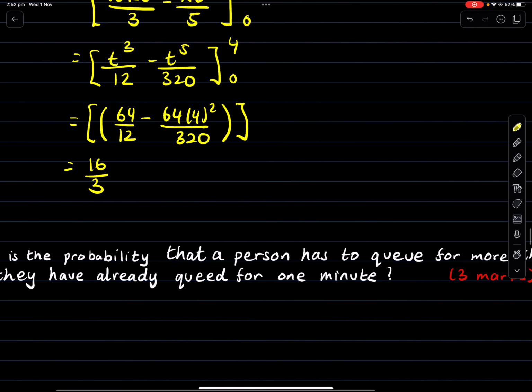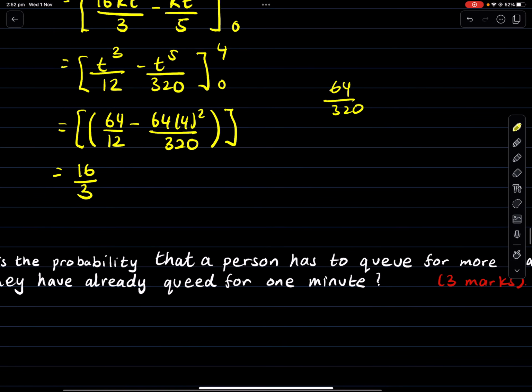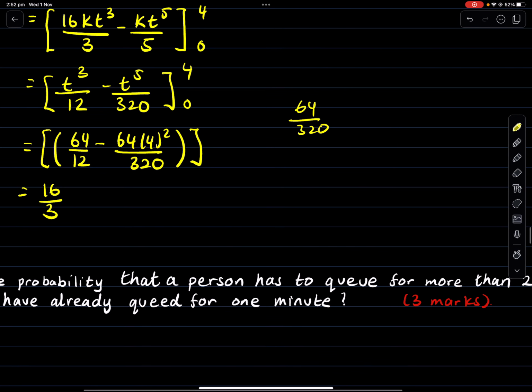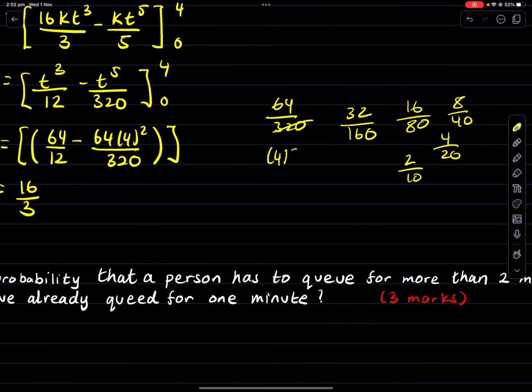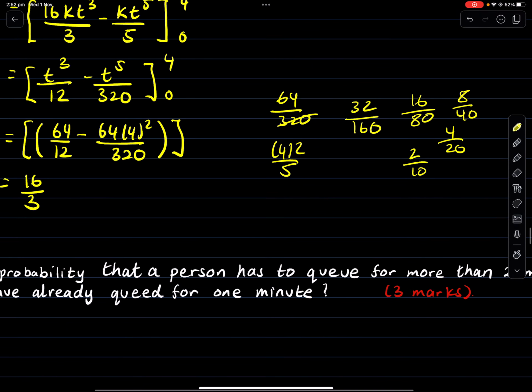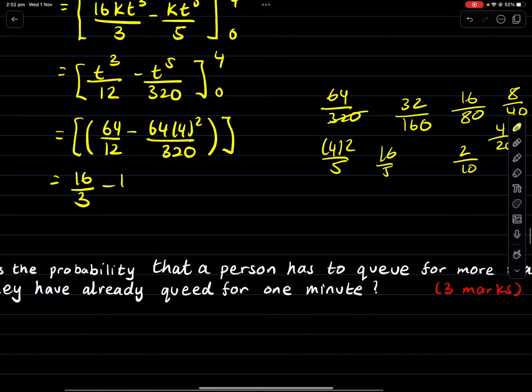And what's this one over here? What's first? 64 over 320. All right, wow. Okay, so halving this will be 160, 32, 16, 80, 8, 40, 4, 20, 2, 10, so 1 over 5. So this will be 4 squared over 5, which is just 16 on 5, minus 16 on 5.